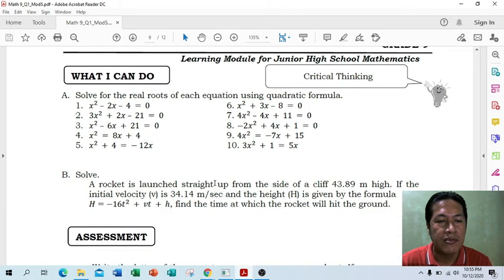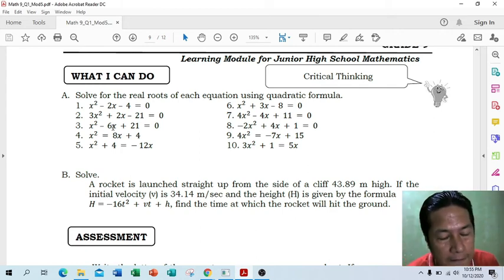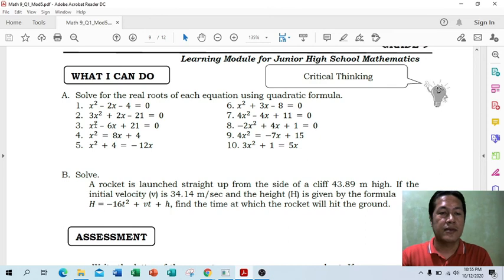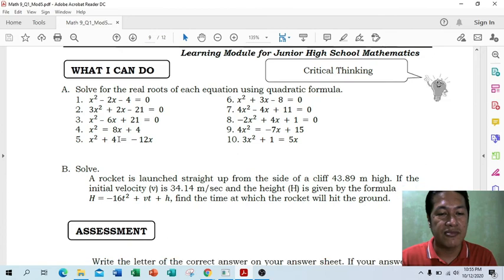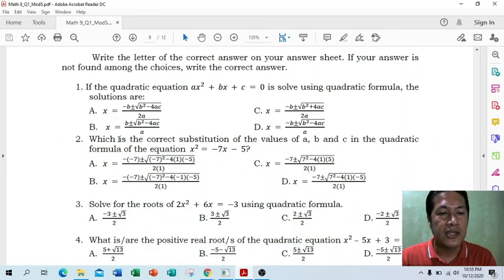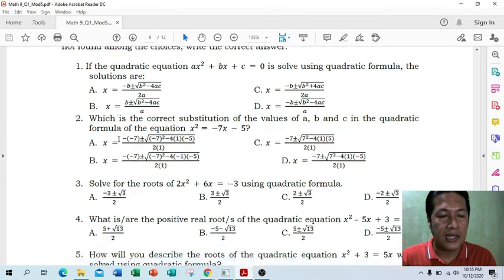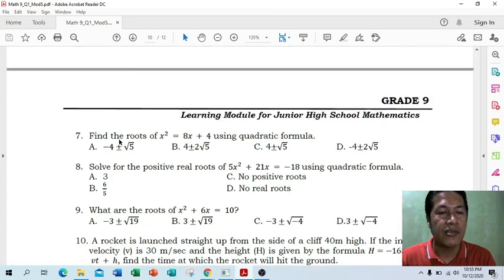Solve this on one whole sheet of intermediate or yellow paper, whatever you have. Bond paper is fine, okay? Solve items 1 to 10. A solution is required. And then comes the assessment. How many items? Only 10. So it is only 1/4.